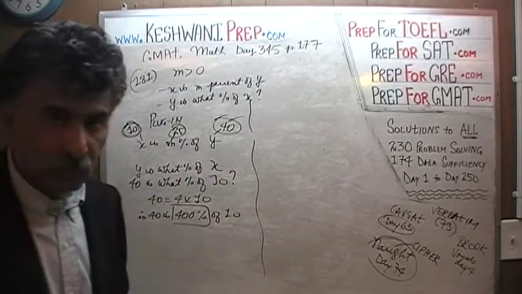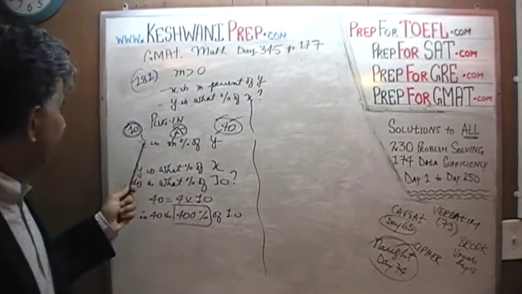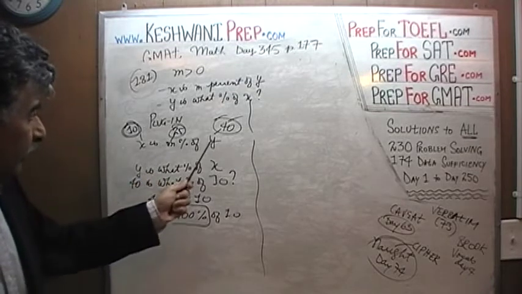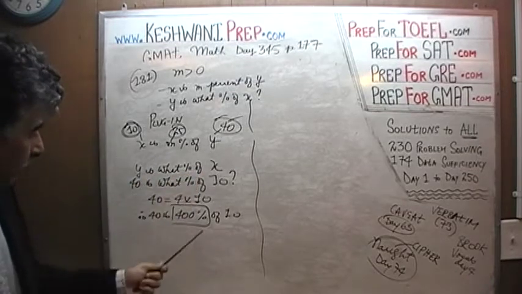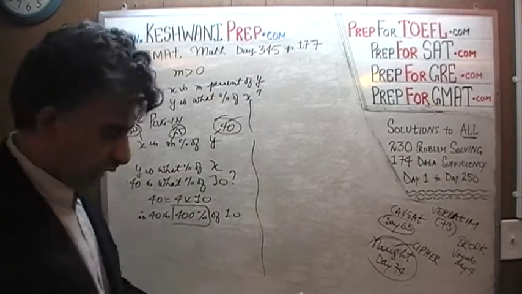Now what we have to do is go through all the answer choices. Wherever we see x, we replace it with 10. Wherever we see m, we replace it with 25. Wherever we see y, we replace it with 40, until we come upon something that gives us 400. Let's do it, shall we?